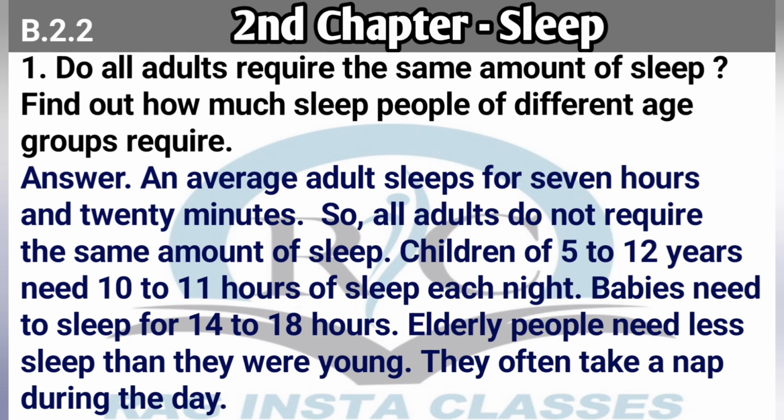Children of 5 to 12 years need 10 to 11 hours of sleep each night. Babies need to sleep for 14 to 18 hours. Elderly people need less sleep than they did when they were young. They often take a nap during the day.